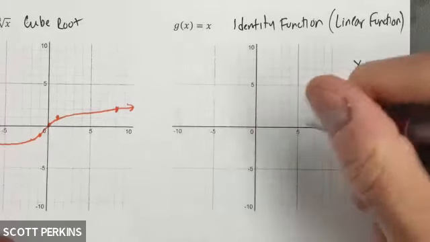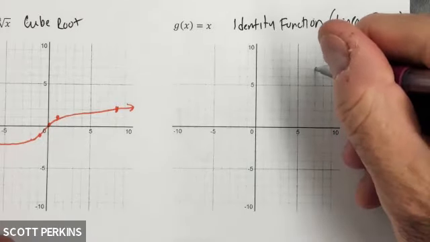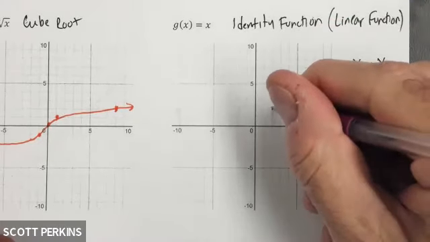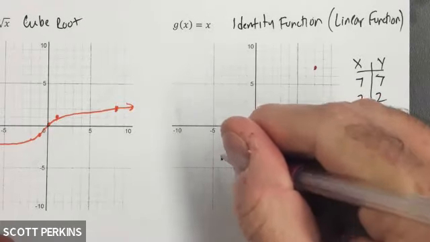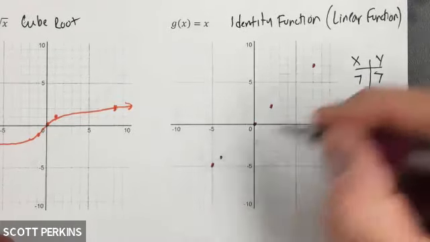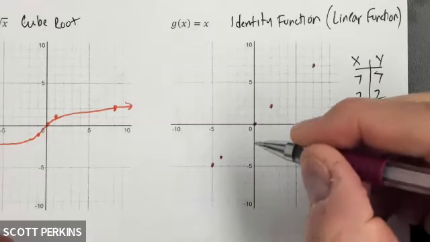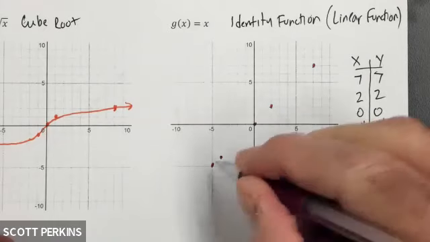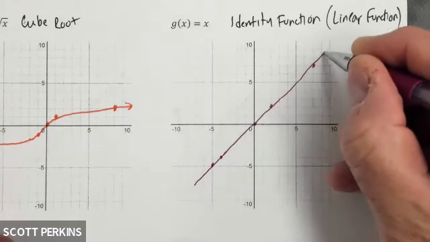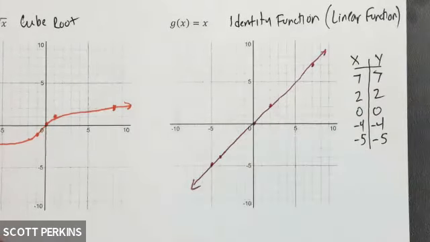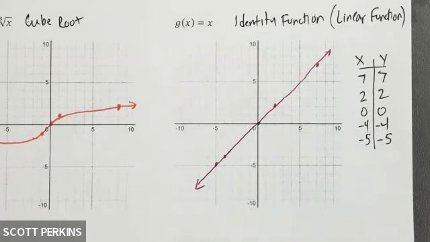And so when I plot these points, I've got 7 and 7 and 2 and 2 and 0, 0 and -4, -4 and -5, -5. This should be a line. I don't have a straight edge. Again, I didn't bring one with me. Professor Perkins is not prepared. You can leave that in your reviews. There we go. There's my line.